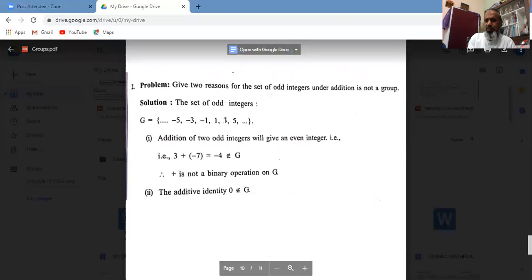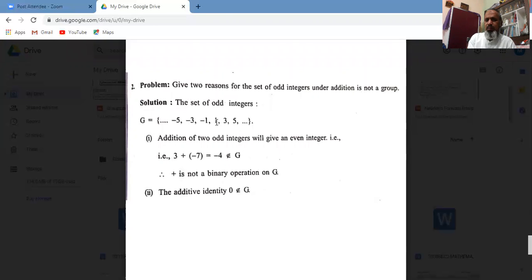Take any two elements, 1 and 3. So what is the addition of these two? 1 belongs to the odd integers, 3 belongs to the odd integers, but 1 plus 3 is equal to 4. The sum of two odd integers is not an odd integer, it is an even integer. So closure property is not satisfied. That means addition is not a binary operation in G.